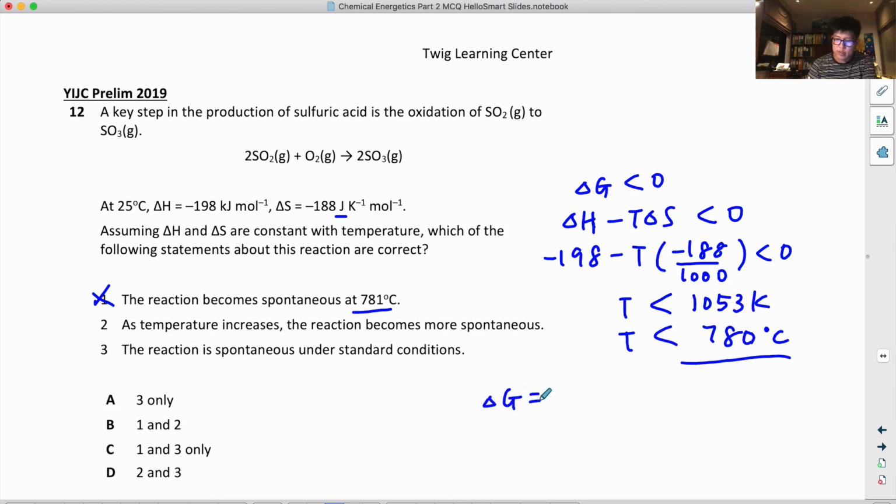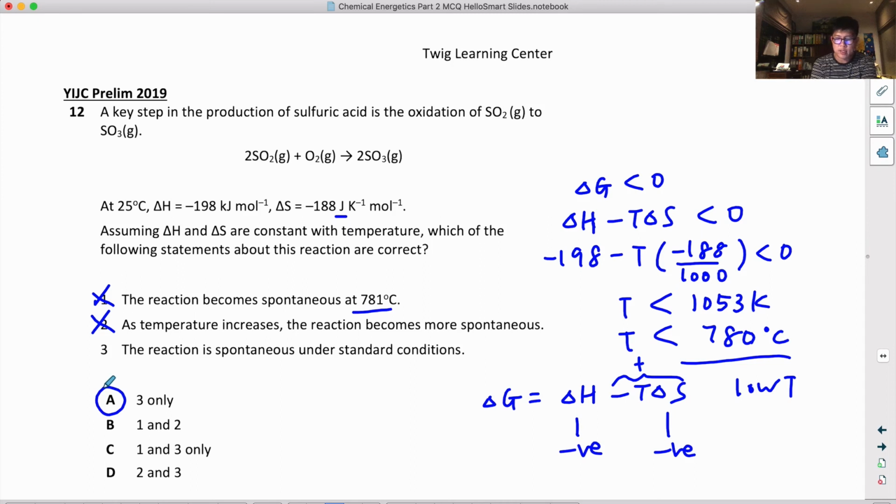As temperature increases, the reaction becomes more spontaneous. Let's see whether this is true or false. You know that change in H is negative, change in S is also negative, which means this whole term is positive. So this reaction is only feasible at low temperature. They say as temperature increases, the reaction becomes more spontaneous. This is also wrong. So you have not much of a choice, actually 3 is the answer.